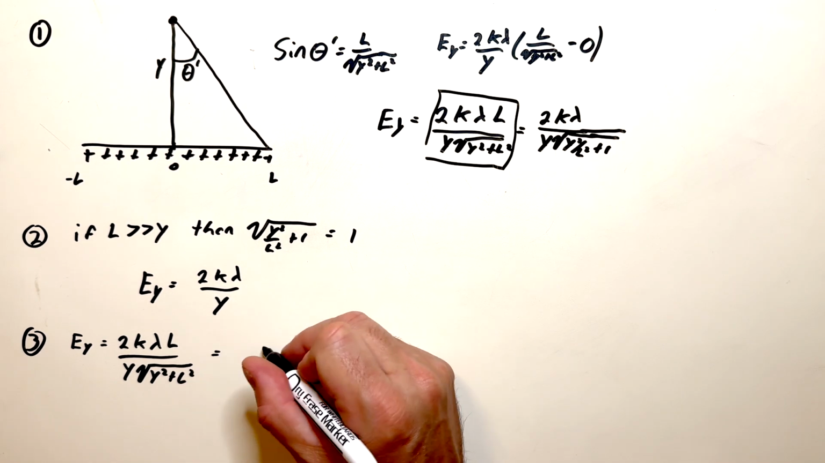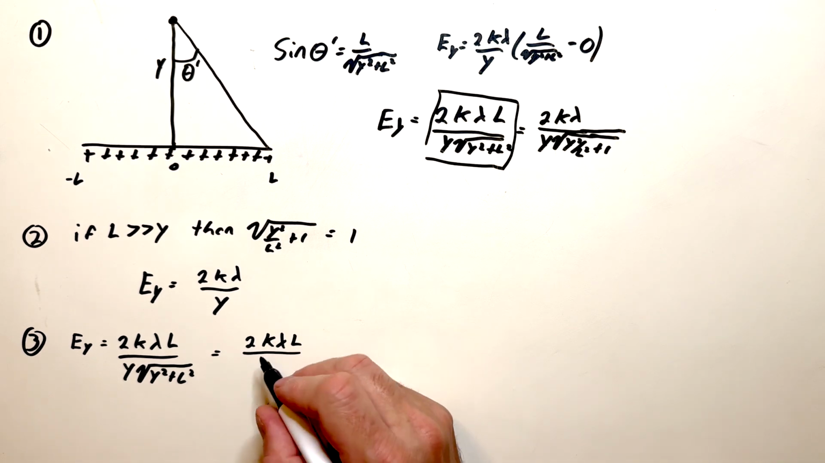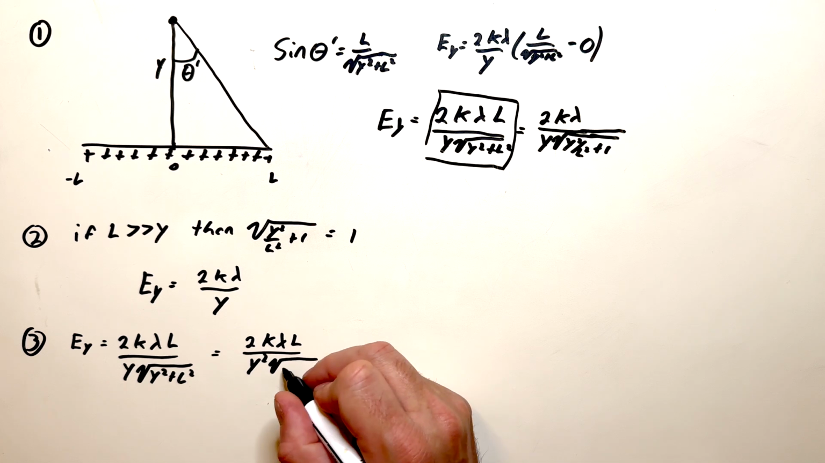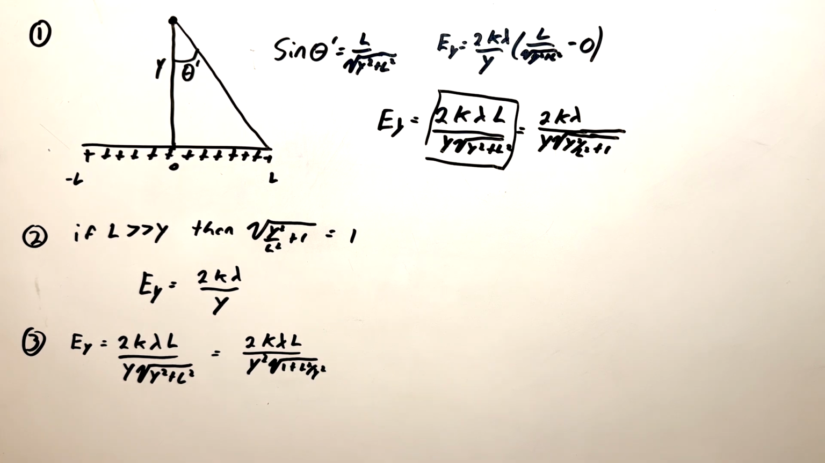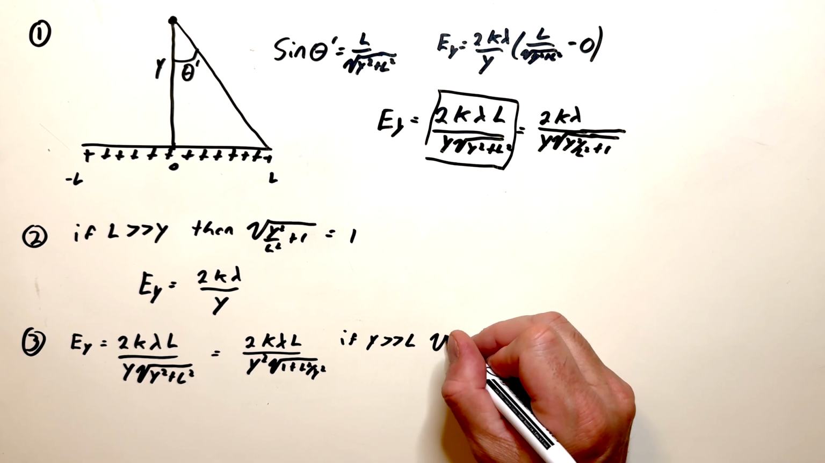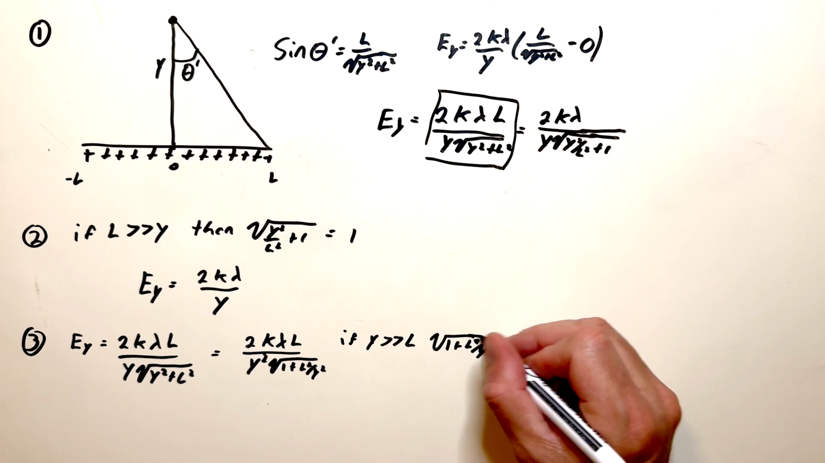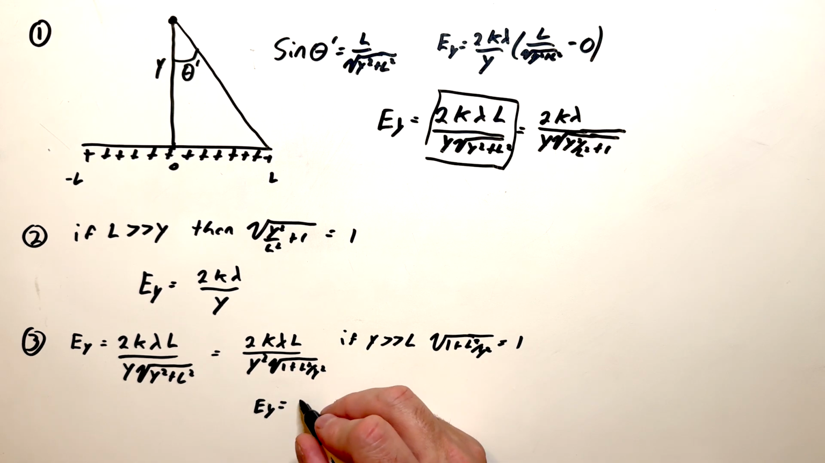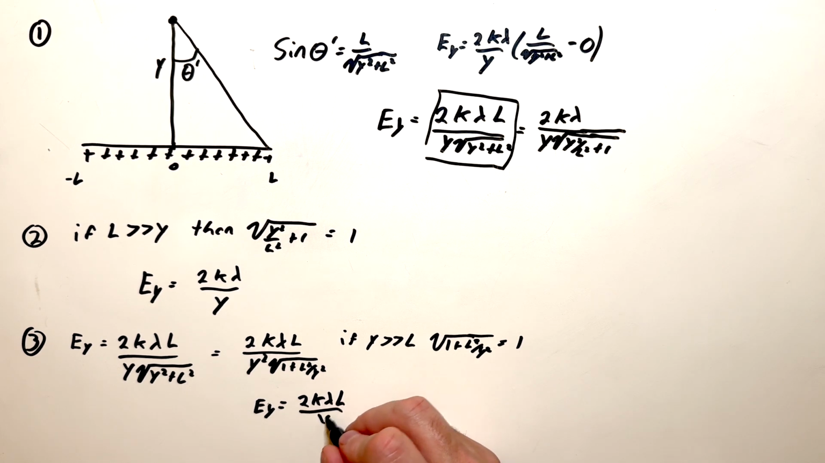So this is going to give me 2k lambda L over, since I already had a y in the denominator, I'll get a y squared times the square root of 1 plus L squared over y squared. And of course, if y is much, much greater than L, then the square root of 1 plus L squared over y squared is going to be equal to 1. So that allows us to write that E sub y is then equal to 2k lambda L over y squared.